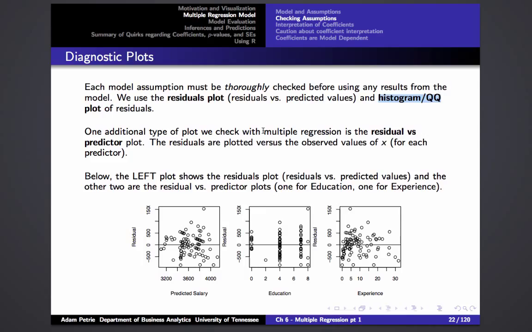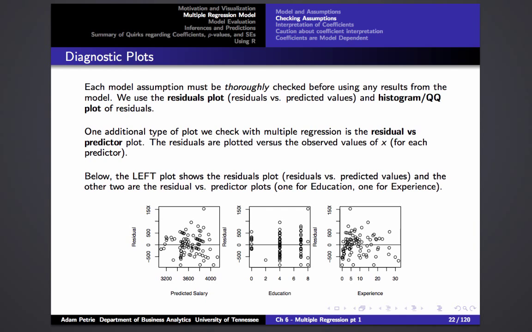And with a multiple regression, we actually need to look at a whole new set of plots as well. We're going to have plots called the residual versus predictor plots. And what these are going to do is plot the size of the residual versus each of the predictor variables themselves. So, for instance, if I was going to look at the diagnostic plots for the salary data set, if we're trying to predict salary from education and experience, this plot on the left is the residuals plot because it's plotting the size of the residual versus the predicted value of salary.